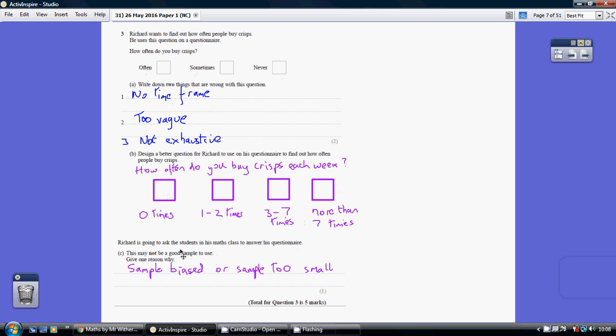The other problem is the sample size is too small. You know, maths class is only going to have 30 odd people in there at most, which really isn't enough. So you could give one of these 2 reasons: either the sample is biased, or you could have given the reason the sample is too small. One of these 2 would suffice.